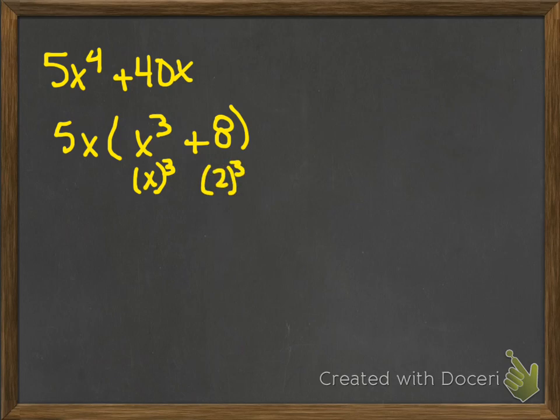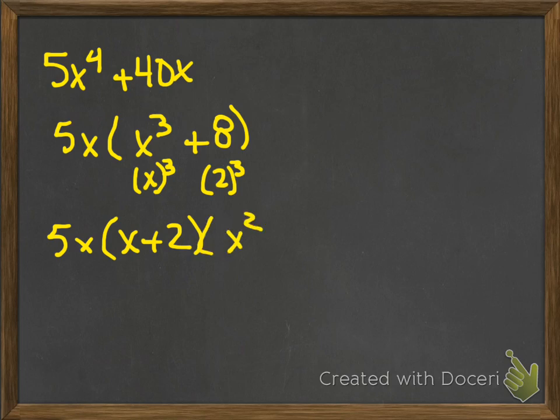So then on the outside I have 5x, but in the first parentheses I'm going to have x plus 2, and in the second parentheses it will be x squared minus 2x plus 2 squared, which is 4. And you're done. If there are any questions, feel free to ask.